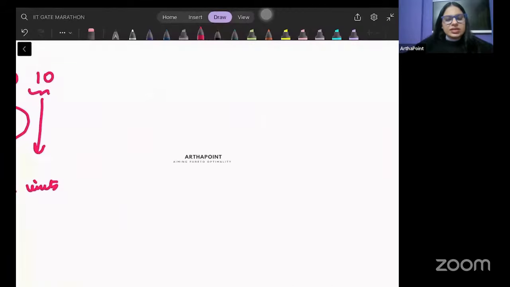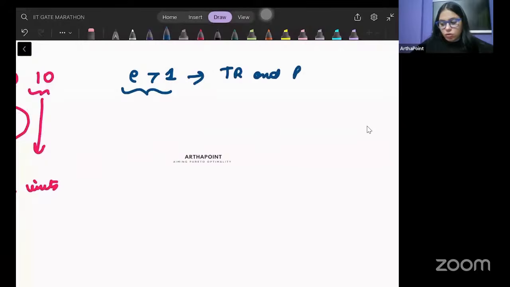How TR increases with P? TR will not increase when P will increase. I mean, I didn't get the question, sorry. If you have elastic demand, then we can say that TR and P move in opposite direction. If you have inelastic demand, then TR and P will move in the same direction.